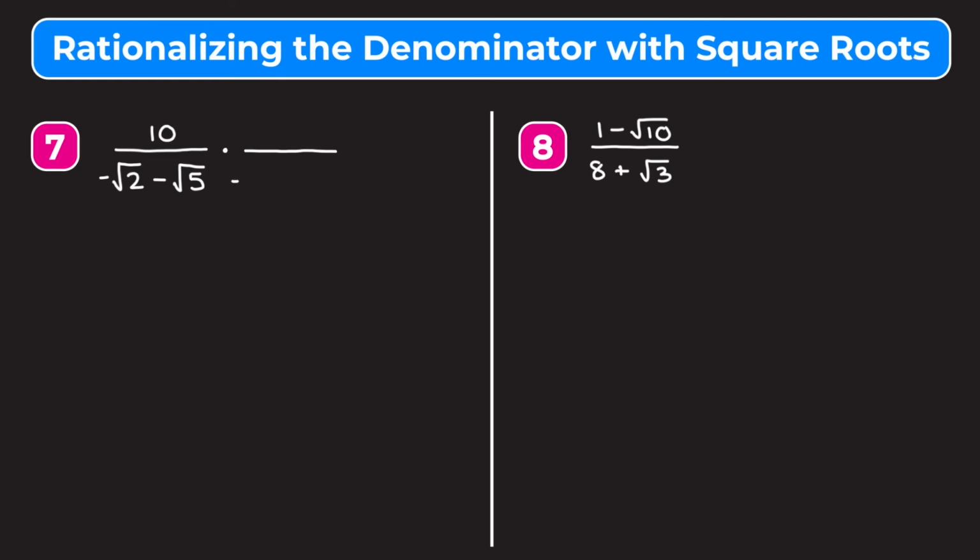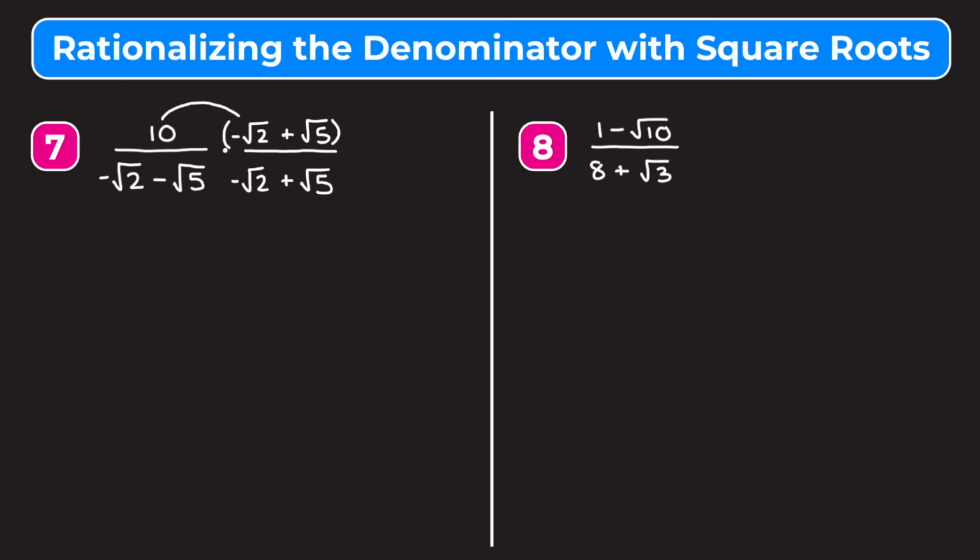The conjugate says to flip the sign between the 2 terms. So we keep the negative outside of the root 2. We flip the negative between those 2 terms to a positive, and then we have root 5. Anything we do to the bottom, we have to do to the top. So we multiply the top by negative root 2 plus root 5. And now on the top, we're going to have to distribute this 10 in.